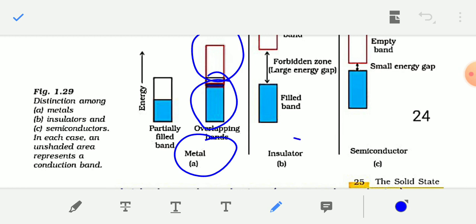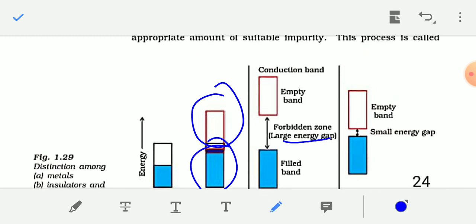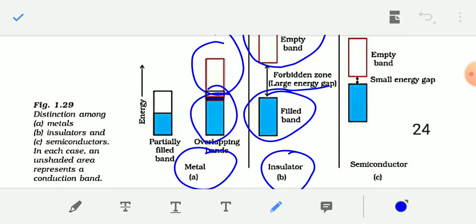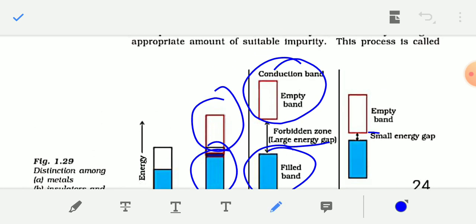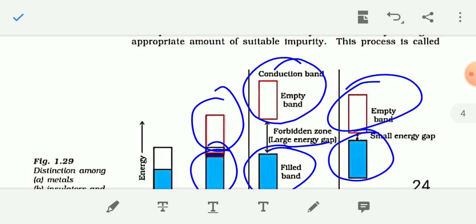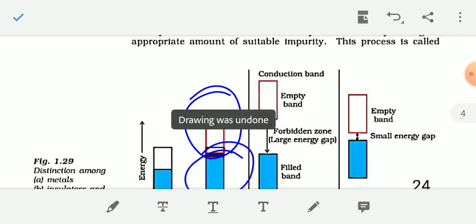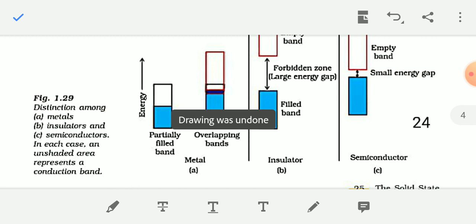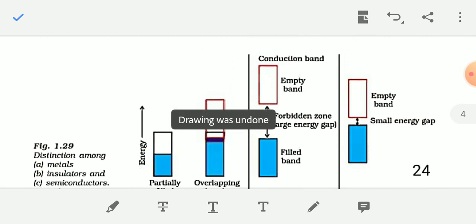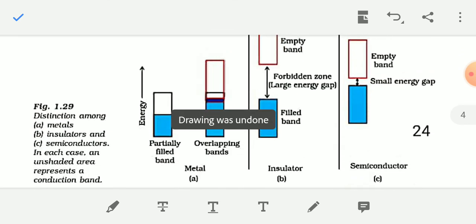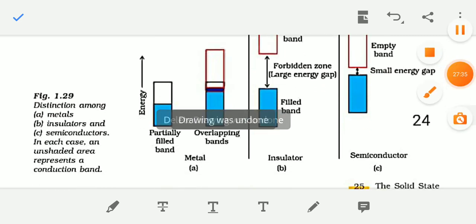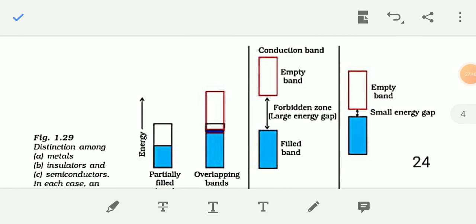But in case of insulator, there is a large forbidden zone, a large energy gap between the valence band, which is filled by electrons, remember that, and the conduction band, which is an empty band. And in case of semiconductor, there is a small energy difference between the valence band and conduction band. That's why the conductivity of semiconductor is lower than conductivity of conductor. In a metal conductor, the valence band and conduction band overlap each other, but in semiconductor, there is a small energy gap.